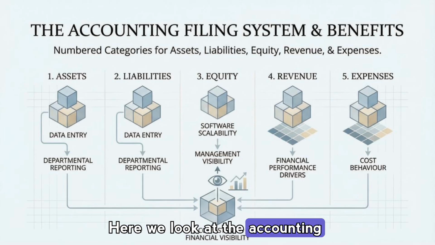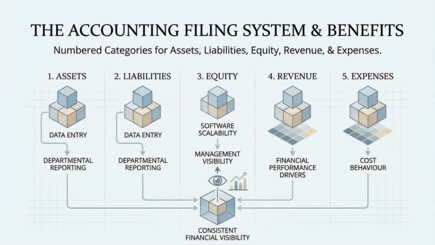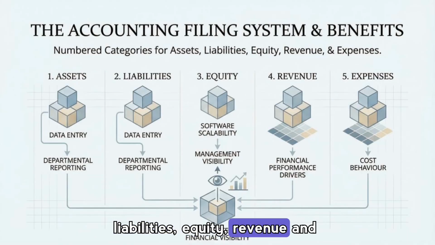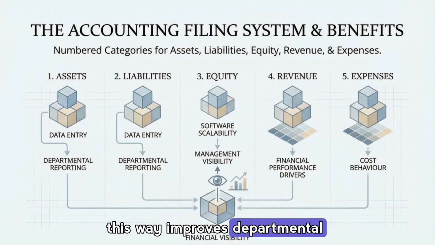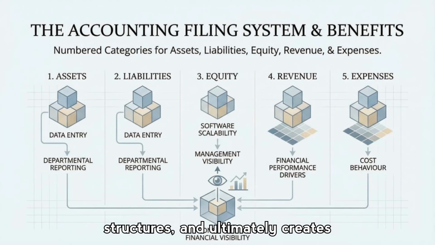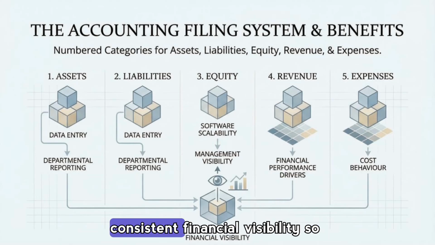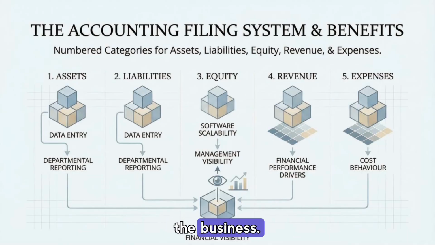Here we look at the accounting filing system and its benefits, where accounts are grouped into assets, liabilities, equity, revenue, and expenses. Organizing information this way improves departmental reporting, supports scalable software structures, and ultimately creates consistent financial visibility so managers can compare performance and make informed decisions across the business.